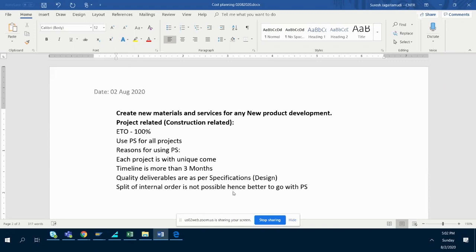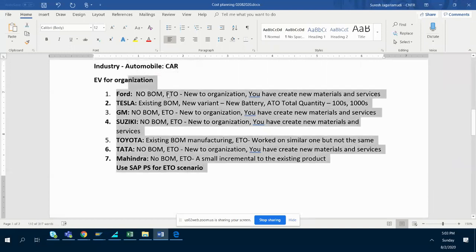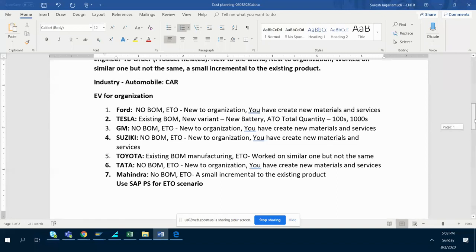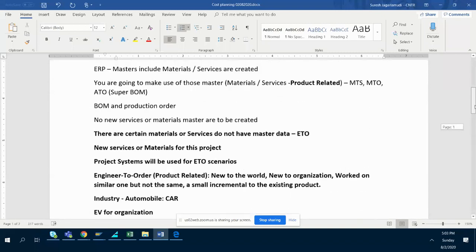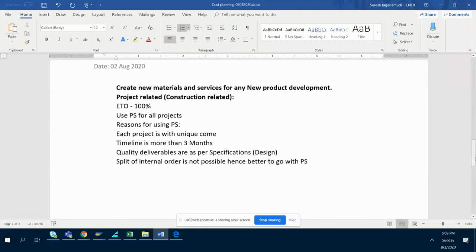For that reason, for all project related, you don't have to think anything. All construction related, anything you name it, you blindly go with PS system. The only question is going to come when it is product related. Then you have to analyze whether to go with PS or not, in the product related area, but not the project related areas. Are you clear about this one? Any one of you have any ambiguity here? No, nothing, sir. Okay.